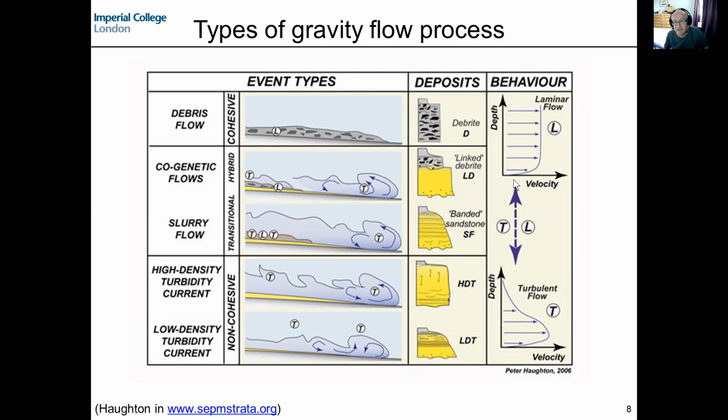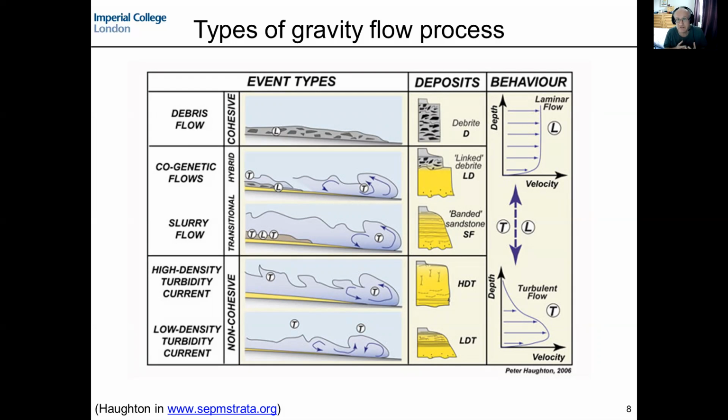This is basically the way that within the flow we see, as we go from the base of the flow upwards, how the velocity changes within the flow. There's lots of detail in this table. I'm just going to focus on two main types of flow: debris flows and turbidity currents. So debris flows, they are cohesive. They have some internal strength.